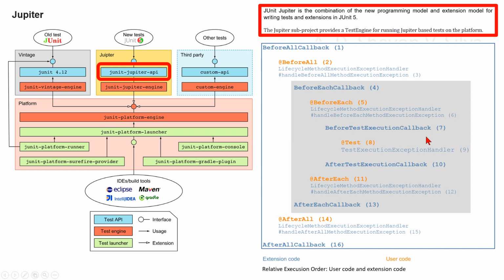exception, then before test execution callback, then at test, then test execution exception handler, then after test execution callback, then at after each, then lifecycle method execution exception handler hash handle after each method execution exception, then at after each callback, then at after all, then lifecycle method execution exception handler hash handle after all method execution exception, then after all callback.